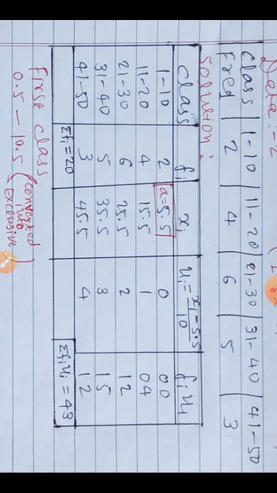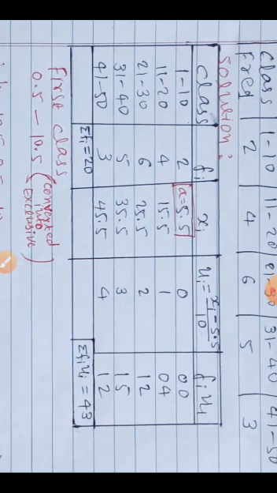So if you see the lower limit, you can see 1, then 11, then 21, then 31, then 41. So the gap is 10. Otherwise look at the upper boundary: 10, 20, 30, 40, 50. So here also the gap is 10. So class size is 10. So easily, whatever type of class is given, you can find the perfect class size.